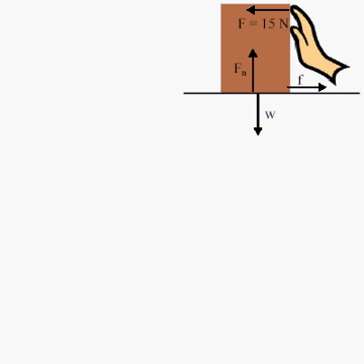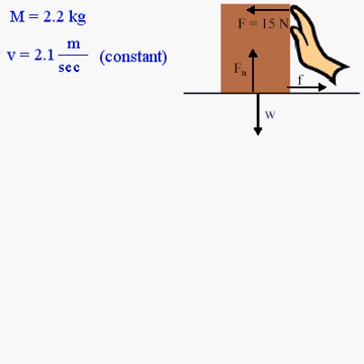In this example, we have a box being pushed across the floor. The mass of the box is 2.2 kilograms, and the velocity is 2.1 meters per second, and it is constant. The force with which the box is being pushed is 15 newtons, and the question is, what's the coefficient of kinetic friction between the box and the floor?